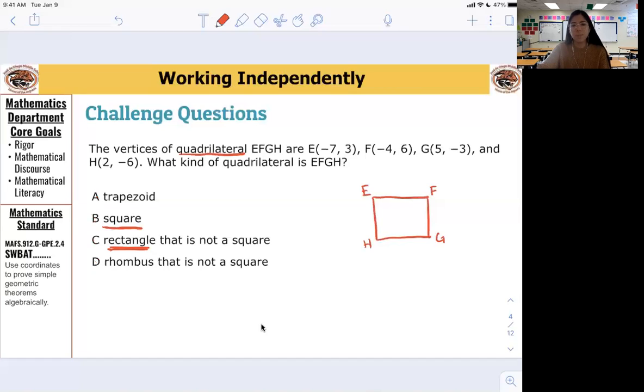So how do I do that using slope again? 90 degrees means what? Perpendicular. So we're going to check, is EH perpendicular to EF? But in order to do that, I have to calculate my slopes. So E is (-7, 3), and H is (2, -6). How can I figure out that slope using my coordinate points?